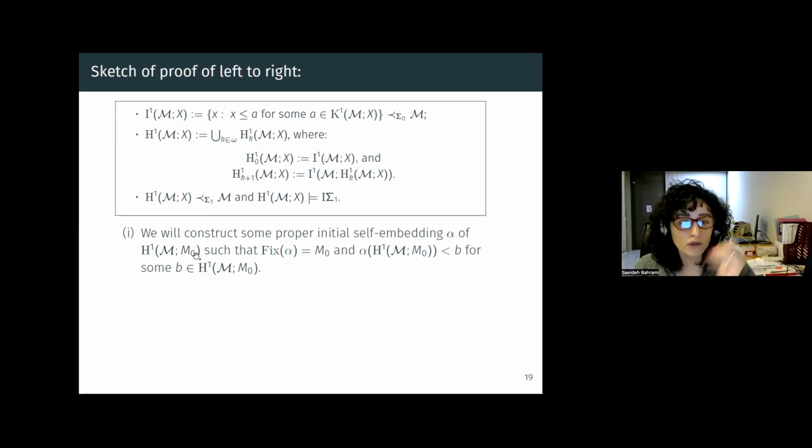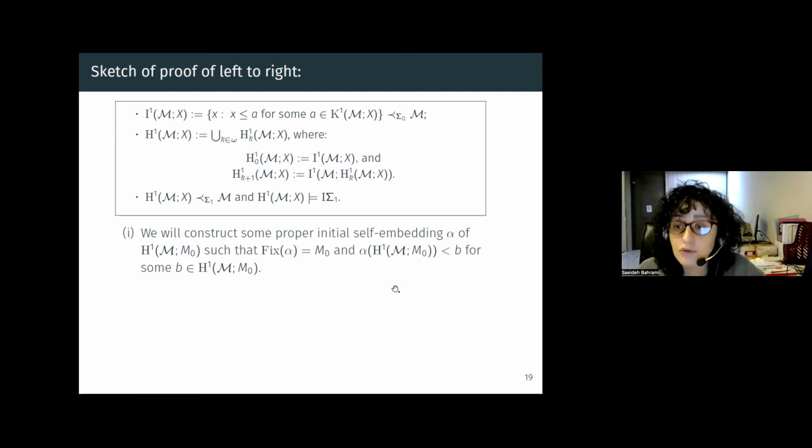First, instead of building an initial self-embedding of M, we build an initial self-embedding of H1(M, M0). I will mention why we build an initial self-embedding of this H1 instead of M itself.